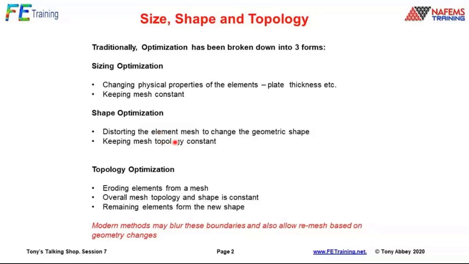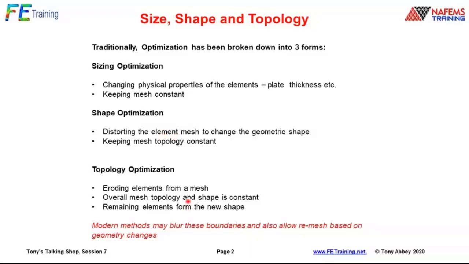So modern methods now have blurred those boundaries. So with shape optimization now, typically you would remesh as the shape starts to distort to the point where you just can't keep that mesh running with you. So that's had an update. That's become more modernized, more popular fairly recently with that type of technology.